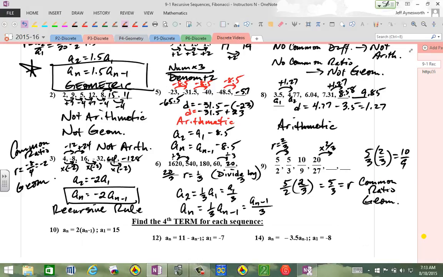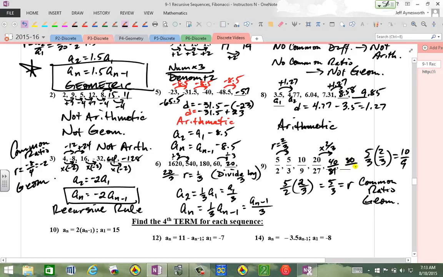All right, apologize for the interruption there. Okay, so what do we have? We've got to multiply this by 2/3. So 20 times 2 is 40, 27 times 3 is 81, so you get 40/81. And then you multiply the top by 2, so you get 80 up top, and you multiply the bottom by 3, and you get 243. So 80/243. Okay, it's geometric. The recursive definition is found by taking 2/3 times the one before it, which is a sub n minus 1.